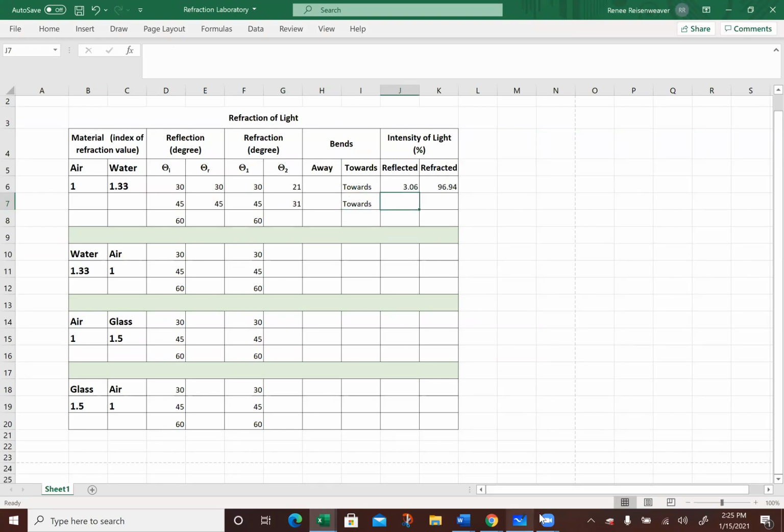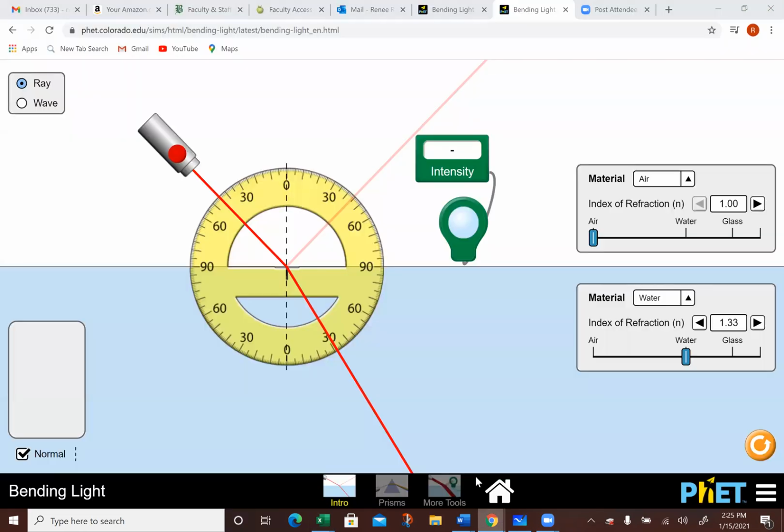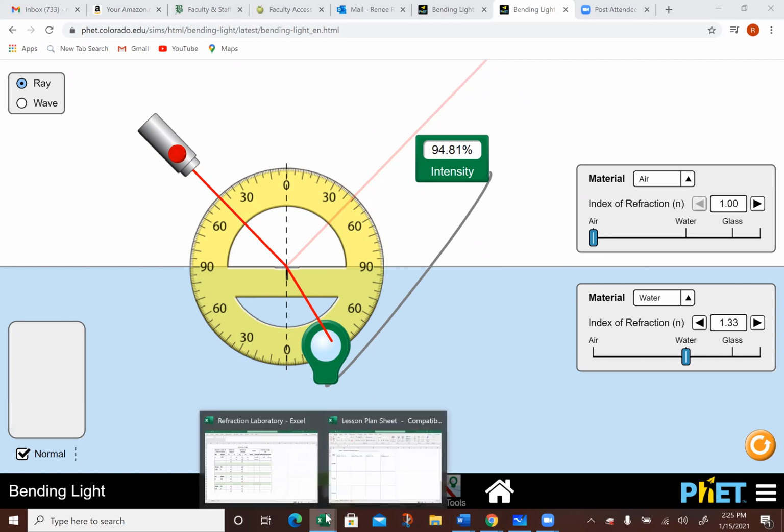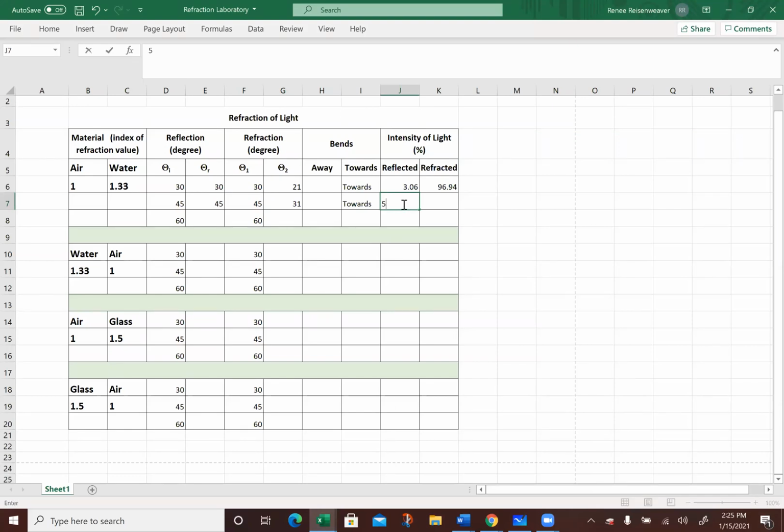But what does it look like for intensity? If I go to the intensity and put this on there, ooh, 5.19. So more light is bouncing off at the higher angle. 5.19 to 94.81. Okay, so if I go back to my chart, 5.19, 94.81. There we go.